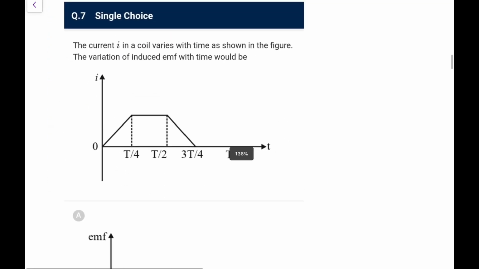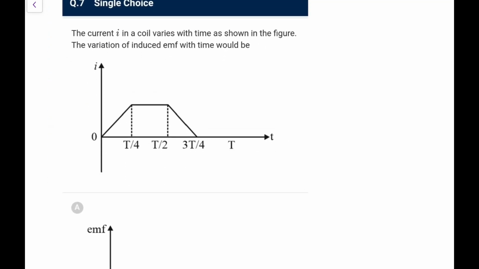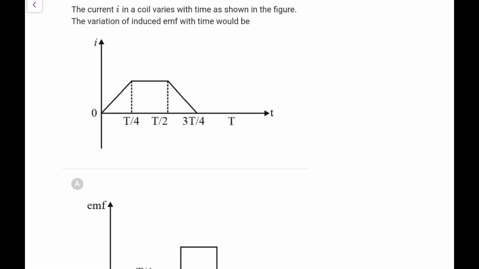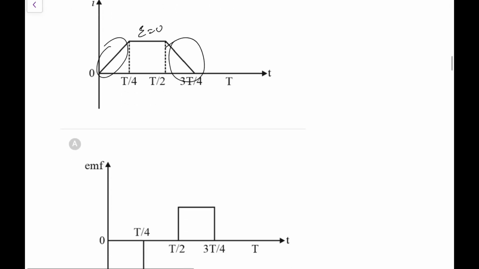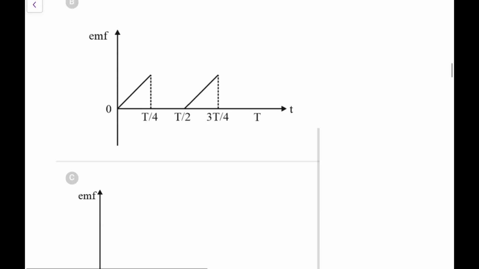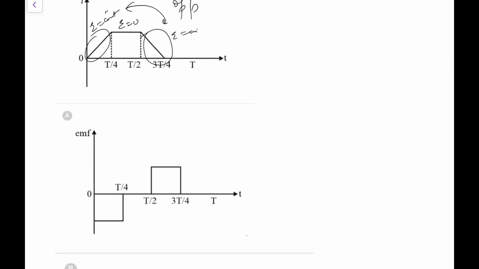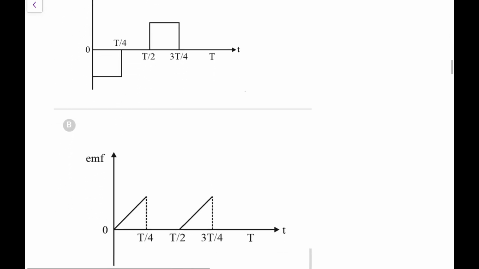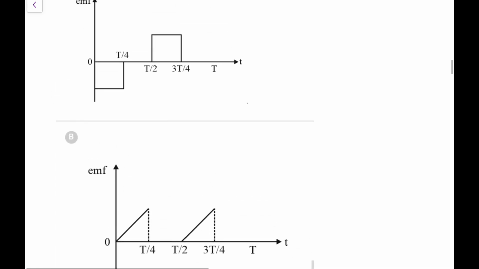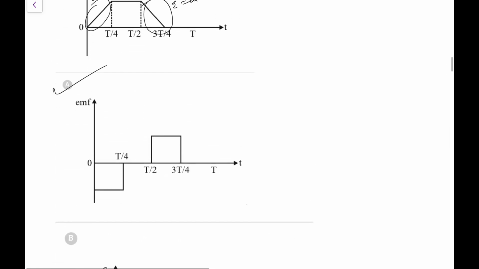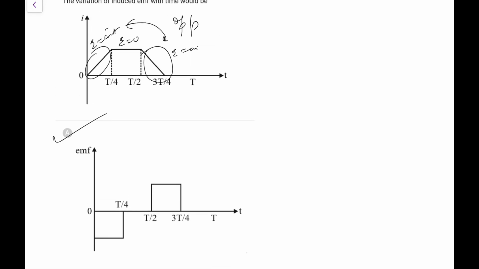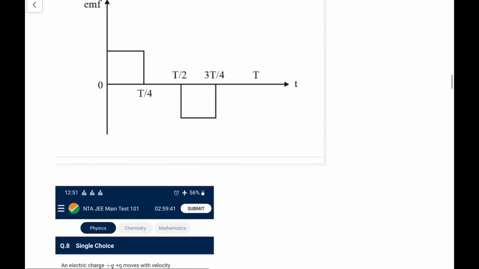Next, the current I in the coil varies with time as shown in the figure. The variation of induced EMF: here current is increasing, here it is constant, so here EMF is going to be 0. All options have 0 in between. It is increasing at a uniform rate, so E would be constant, and here E will be constant, but here it is decreasing, so the sign will be opposite. So signs will be opposite and constant. Going by this, I think the first one looks very nice. So the first one is the answer that I'll go for. Here it is increasing, so opposing EMF, here it is decreasing, so it is supporting EMF. That's the best option you can have.